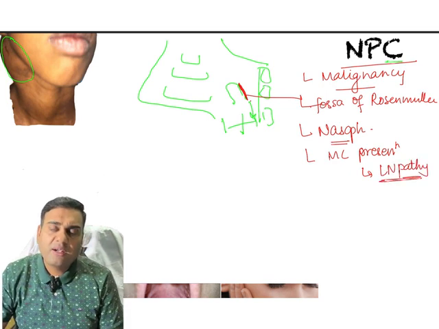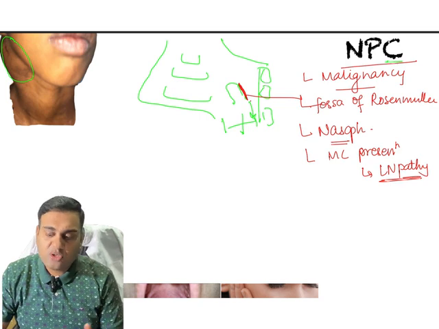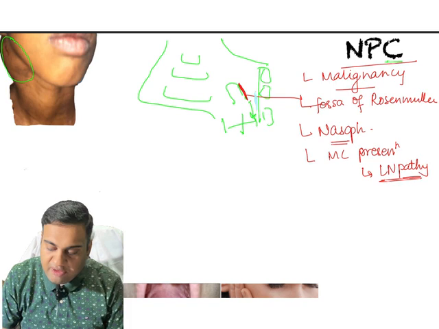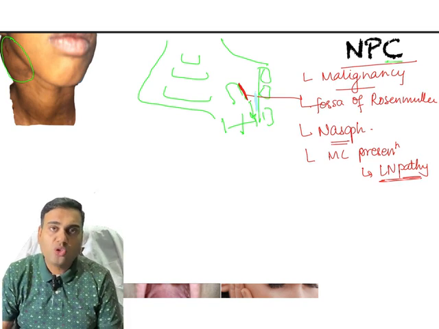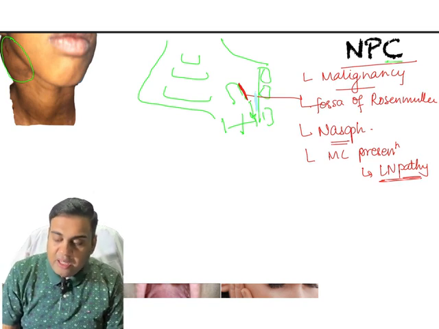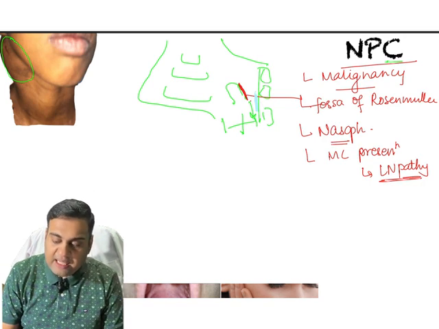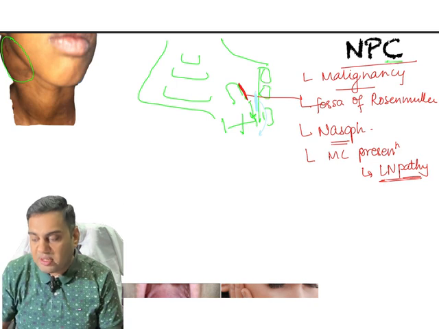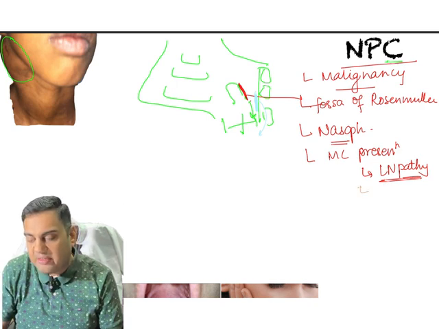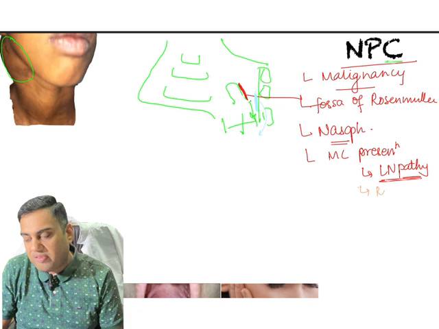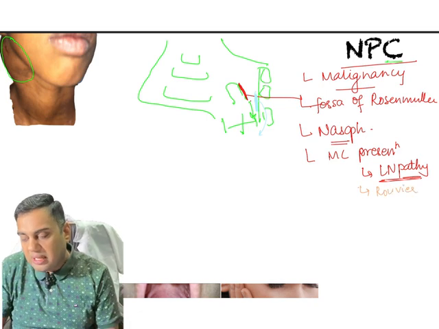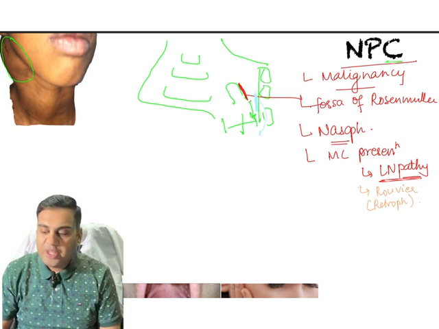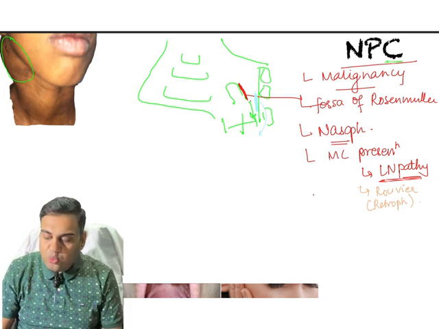Now, which is the lymph node that drains the nasopharynx? Actually, the lymph nodes that drain the nasopharynx are the retropharyngeal group of lymph nodes. These are called nodes of Rouvier. But they यहाँ से जाएगा cervical group of lymph node में, jugulodigastric में, and that is going to present first. So the most common lymph node where it will go is the node of Rouvier, or the retropharyngeal group of lymph nodes.